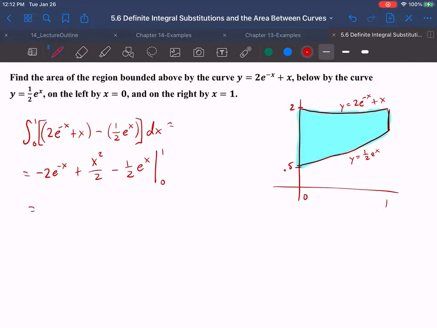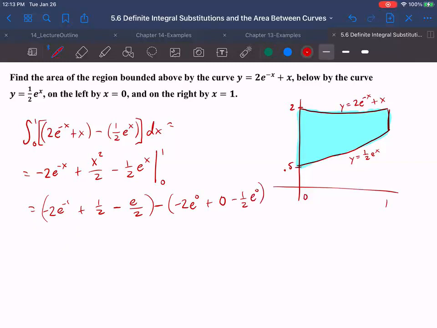So we come along here and we start plugging in 1 first. So this is negative 2e to the negative 1. This is 1 squared, so it's 1/2. And then this is minus e over 2, because it's e to the first. And then that's the 1. And then we do minus it, all this to the 0, putting 0 in there. Negative 2e to the 0 plus 0 over 2 is 0 minus 1/2 e to the 0.